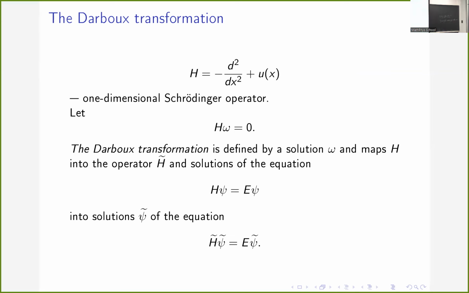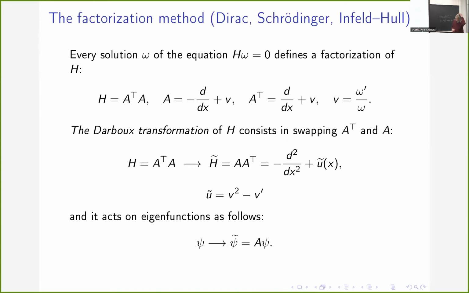The Darboux transformation is defined by the solution and maps H into another operator. Solutions of the equation H psi equals E psi, for all E, are mapped into solutions of the new equation related to the new potential. So if, for instance, the operator H is solvable, then we can easily construct another solvable operator starting with this one. This is the story.